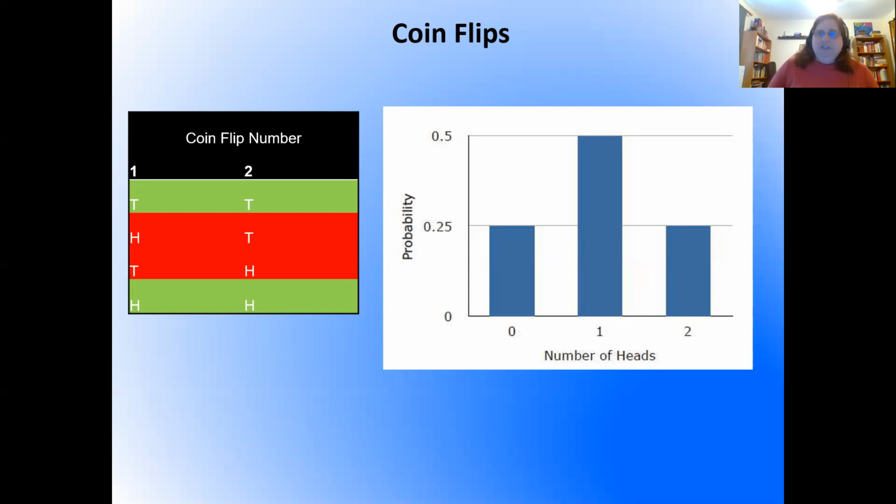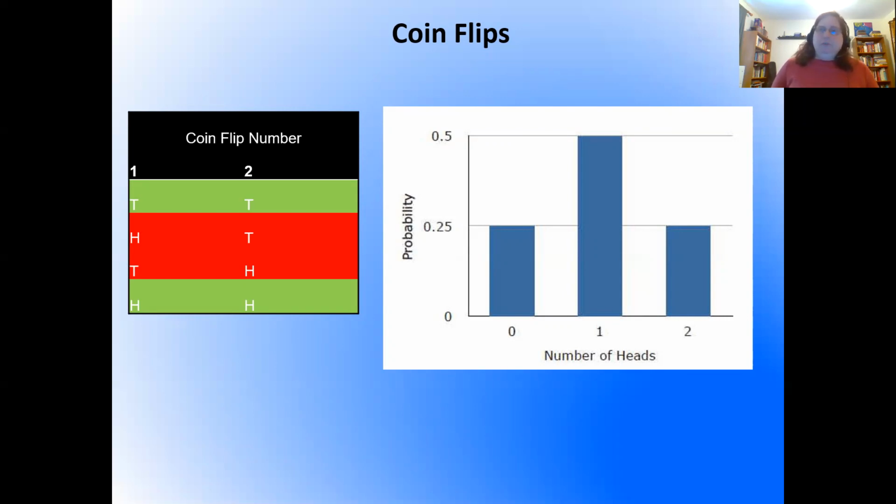0 heads happens only 1 way, 1 out of 4, or 0.25. And that's in that top scenario, 0 heads, where you had 2 tails. And 2 heads also happens only 1 out of 4 times, or 0.25, as in the bottom row that says head and head.